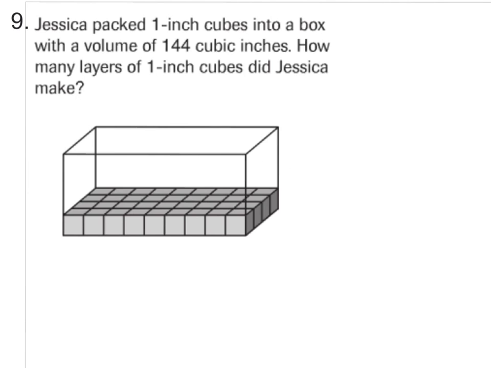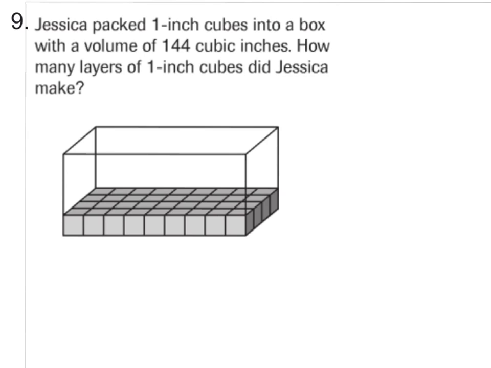For number 9, it says Jessica packed 1-inch cubes into a box with a volume of 144 cubic inches. That means there's 144 of these little cubes. How many layers of 1-inch cubes did Jessica make? So we're trying to figure out how many layers. Remember, this is 1 layer. We want to know how many total layers did she use. Using what you have here for a picture, I want you to figure that out, and we'll check it together. Go ahead and press pause now.